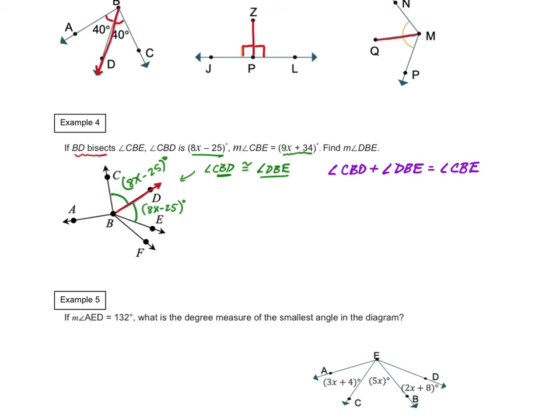So now I'm in a position that I can do some substitution. We said that CBD is equal to 8x minus 25. DBE we said was also equal to the same, 8x minus 25. And then that is equal to the larger angle, which we said is 9x plus 34, right there. So now I can go ahead and combine like terms. I have 16x minus 50 is equal to 9x plus 34. Can do some inverse operations.